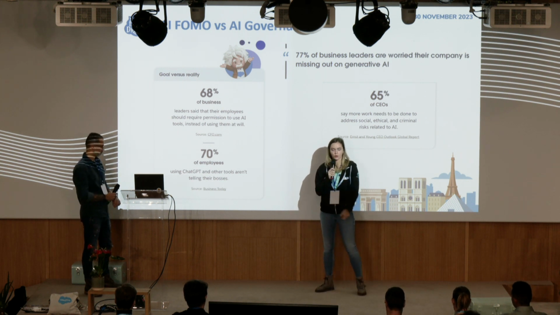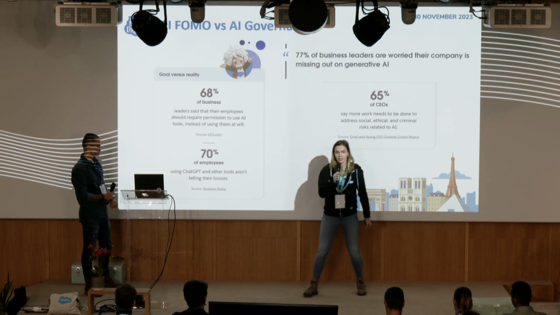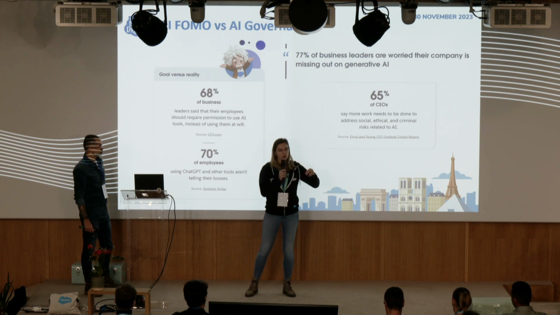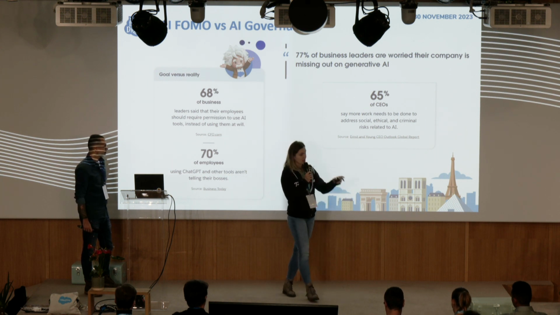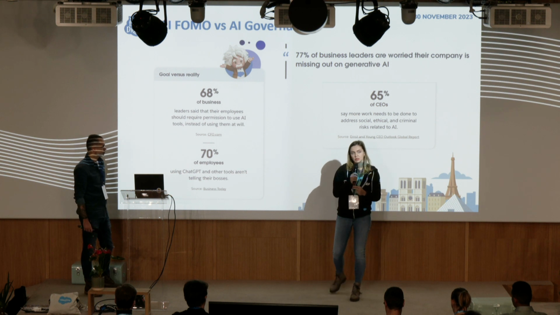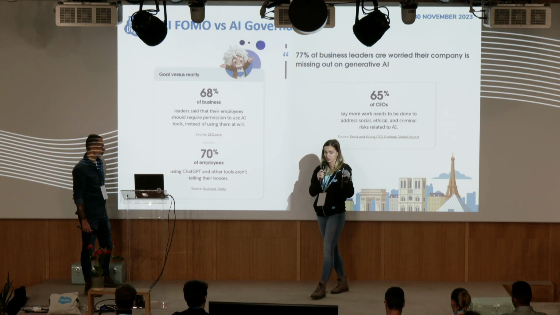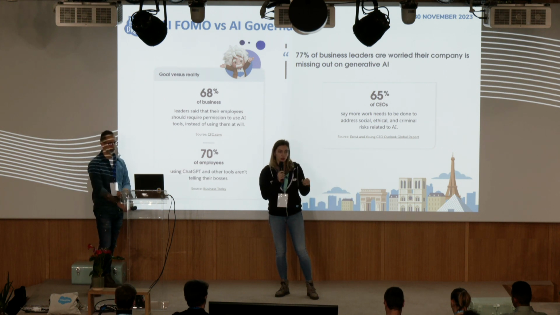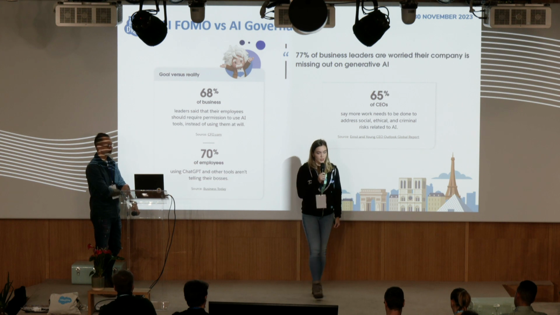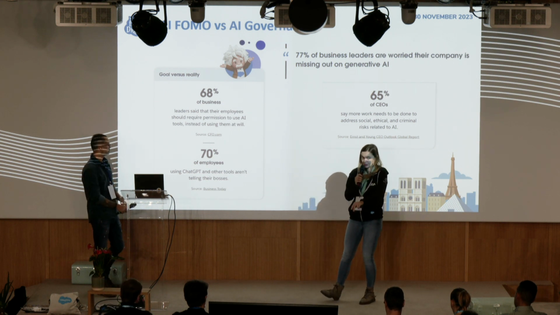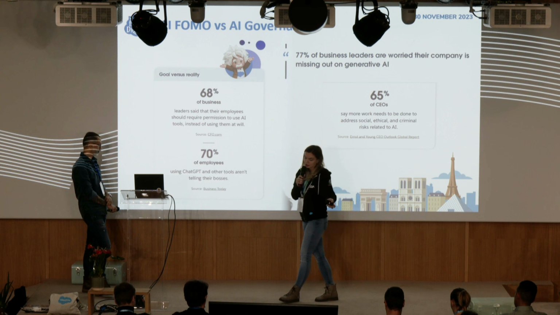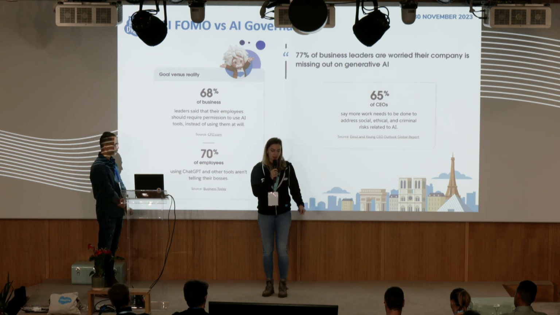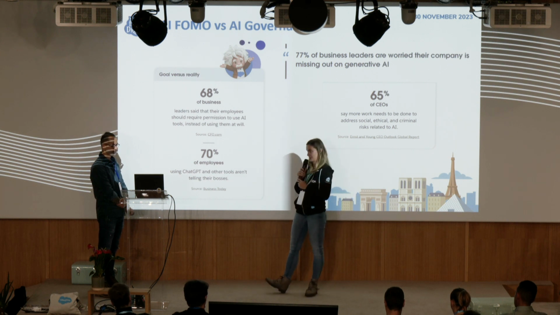And of course, as statistics show, 65% of CEOs think that they need to address social, ethical, and criminal risk related to AI. So even currently, some businesses protect their workspace and require permission to use AI tools at the workspace for their employees. Besides that, 70% of employees still use, let's say, ChatGPT and other tools that might be blocked, but they still use it and don't tell their bosses.